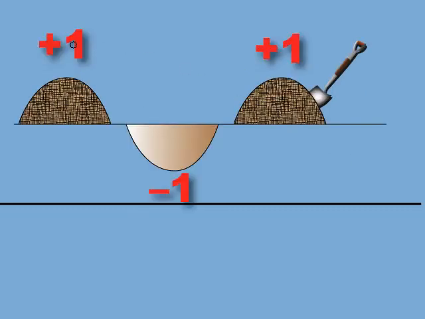Now we can go back to the mounds and holes and properly count them with integers. Each mound is a positive 1, and the hole is a negative 1. Let's look at another example.